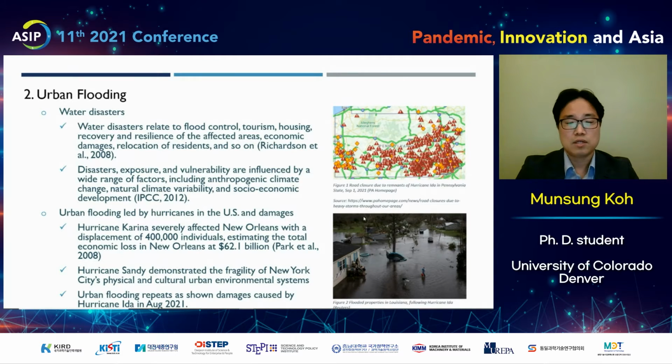And a few years later, Hurricane Sandy hit New York City, the biggest city in the US and one of the biggest globally. But this showed that a big city is also fragile to hurricanes and subsequent flooding. And this urban flooding repeats, as shown by the damages caused by Hurricane Ida last month in Louisiana state.